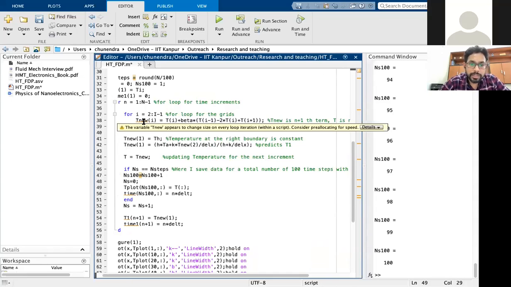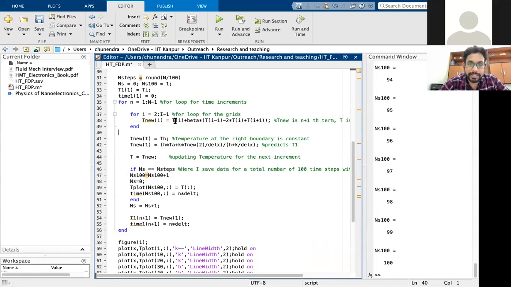So that's T new, and T new is the n plus 1th term we are calculating. If you remember the formula, we have this T nth term for the ith point, then beta, and then you see here the i minus 1 to i plus 1, etc. This is for i equal to 2 to I minus 1. And then we have a fixed condition for capital I. When i is equal to capital I, that's equal to Th, and Th is 100 degrees Celsius, right?